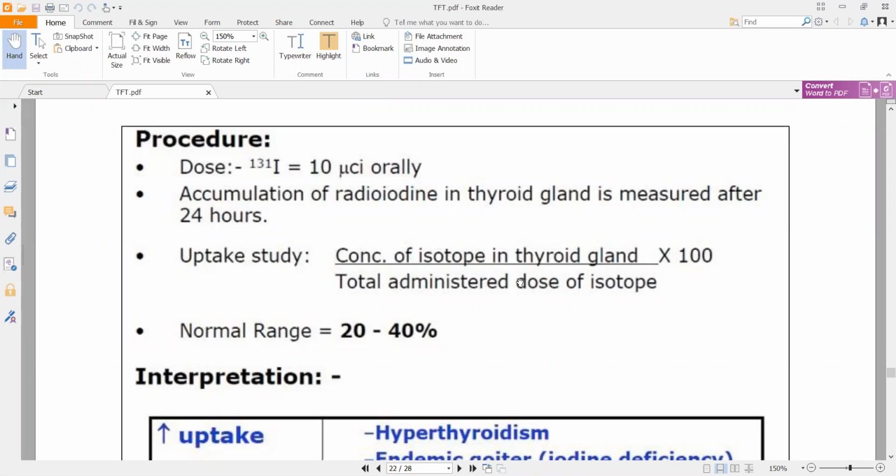Are you able to understand? Now I had given 1 liter, meaning 1000 ml, and out of that it absorbed 400 ml, so it became 400 grams basically. So the uptake study is similar here.